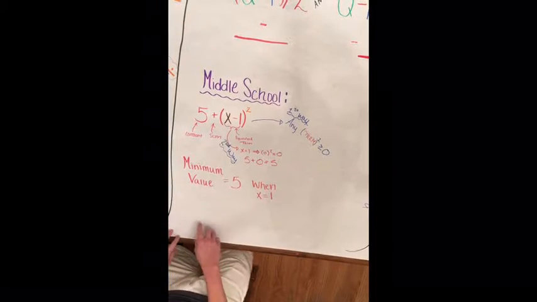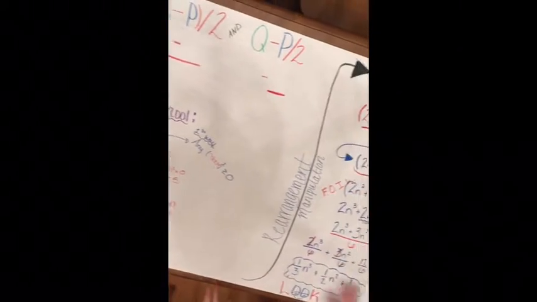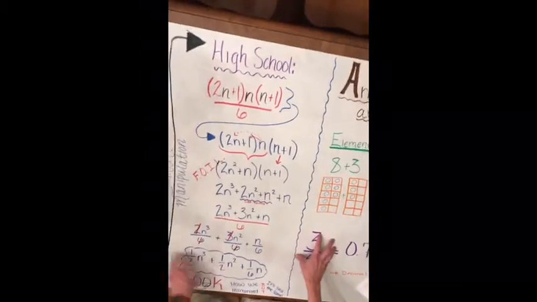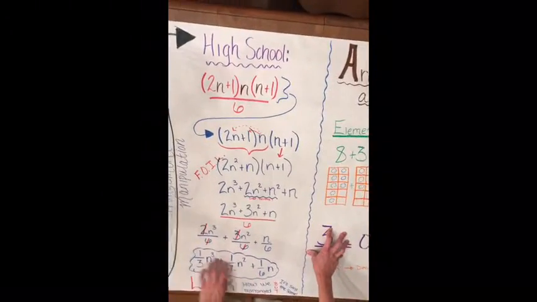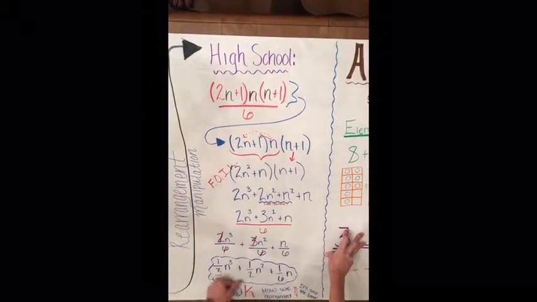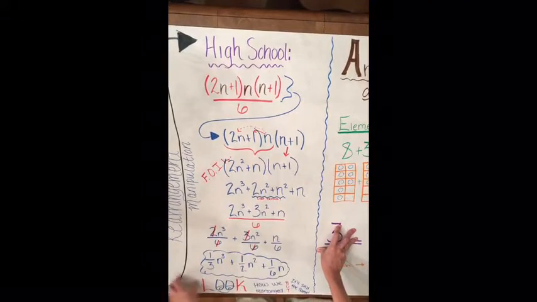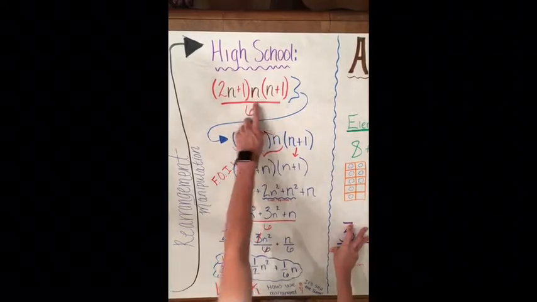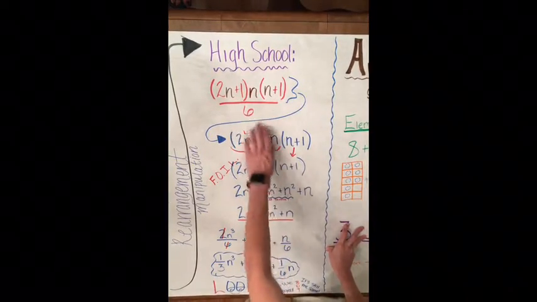Then, we'll move on to rearrangement and manipulation in high school, and we're going to tie in all the aspects that they've learned in elementary and middle school in high school. And we're going to use this problem right here to show that. So we have 2n plus 1 times n plus 1 all over 6.